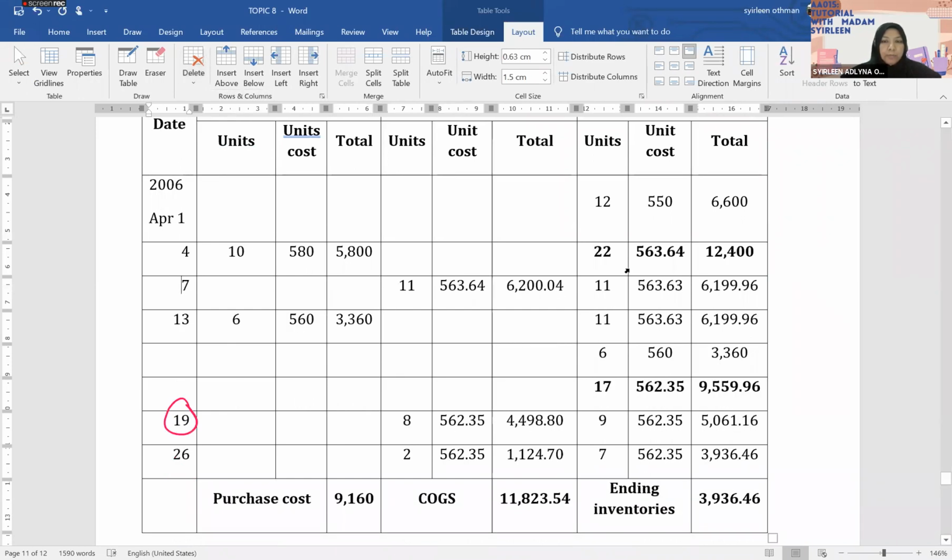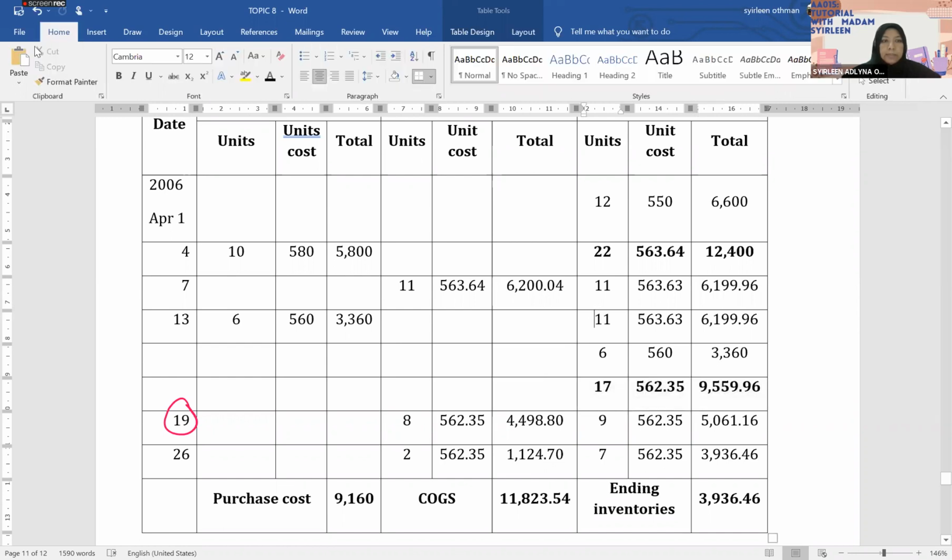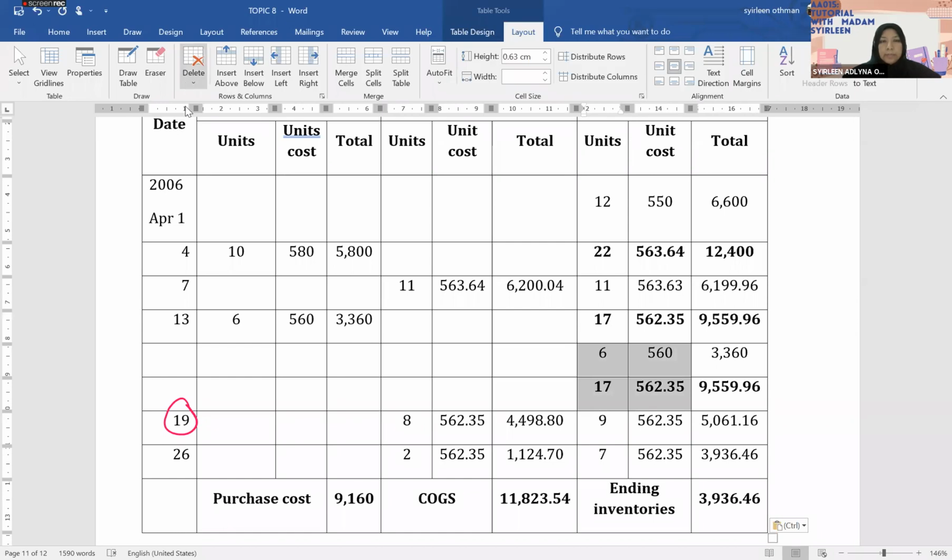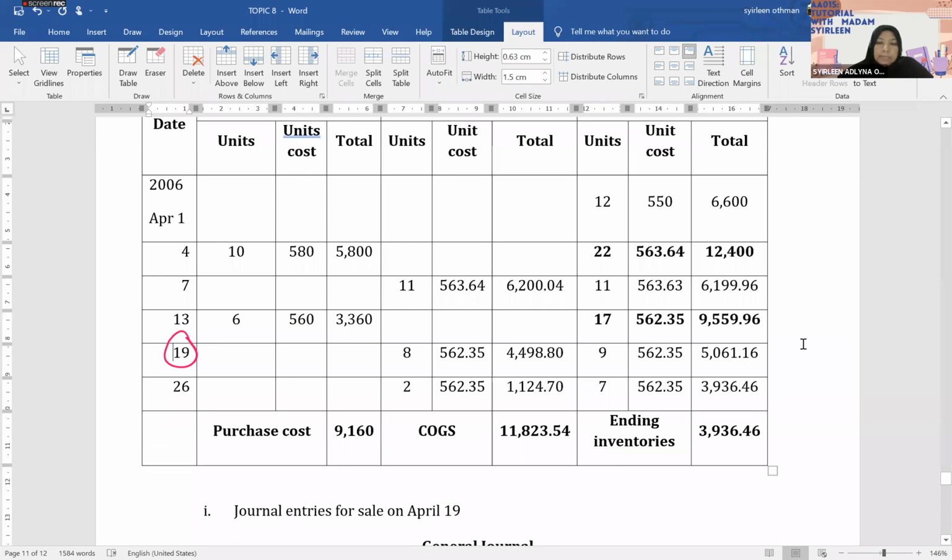So 4 hari bulan kita beli. 7 hari bulan kita jual. So balance tinggal RM6,199.96. 6 hari bulan kita beli. Okay. So balance tinggal 17 unit sahaja. Okay. Pada harga RM9,559.96. Okay. And then 19 hari bulan kita jual 8 unit.